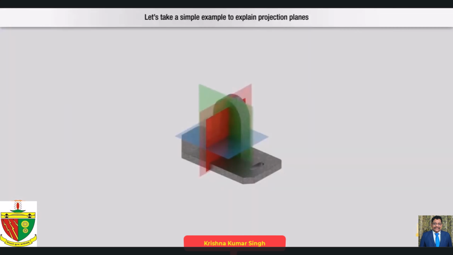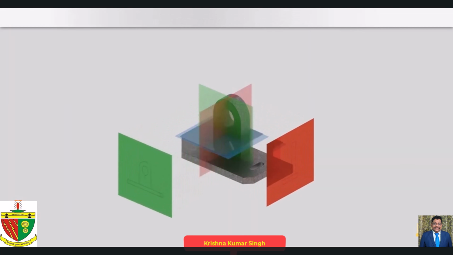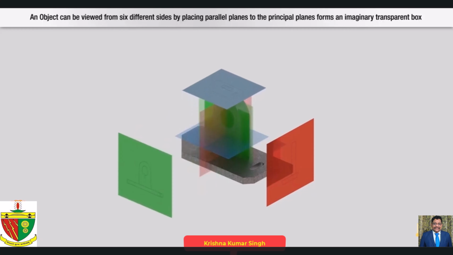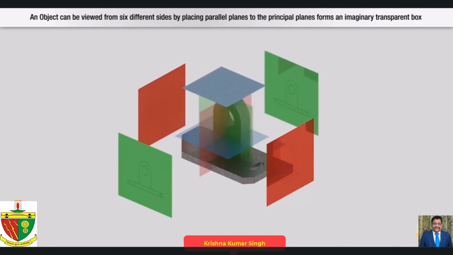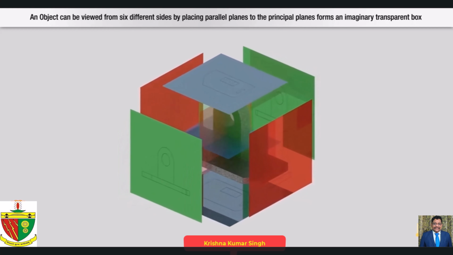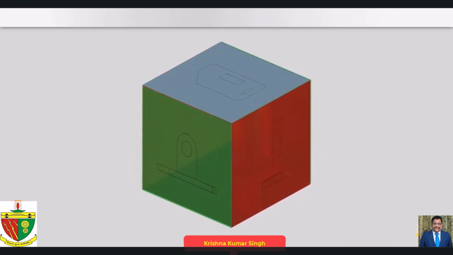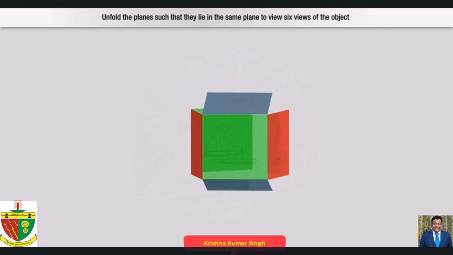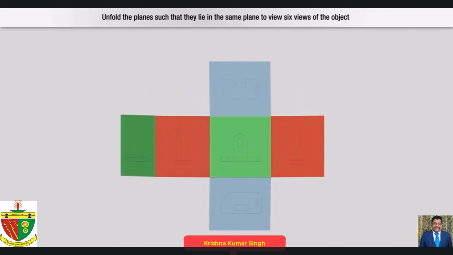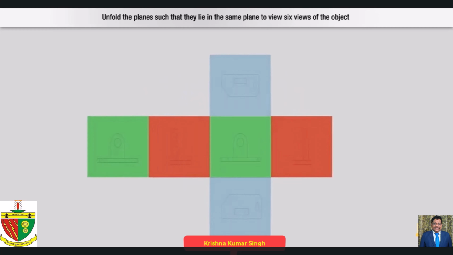Let's take a simple example to explain projection planes. An object can be viewed from 6 different sides by placing parallel planes to the principal planes, which forms an imaginary transparent box. Unfold the planes such that they lie in the same plane to view 6 views of the object.